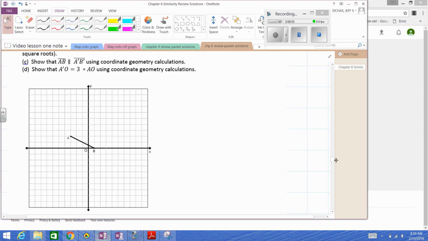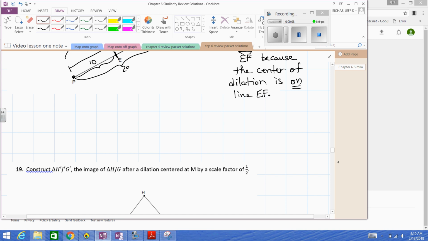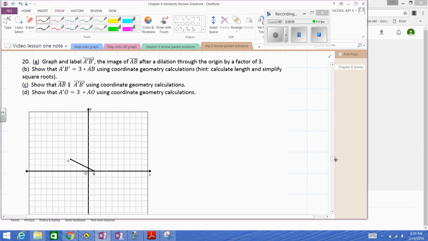So we're going to graph and label A prime, B prime. The origin is the center. Okay, so let's start. Here's the center. When I map these, I know we could just multiply the coordinates when the center is the origin, but if it's not, let me show you the real way to do it.